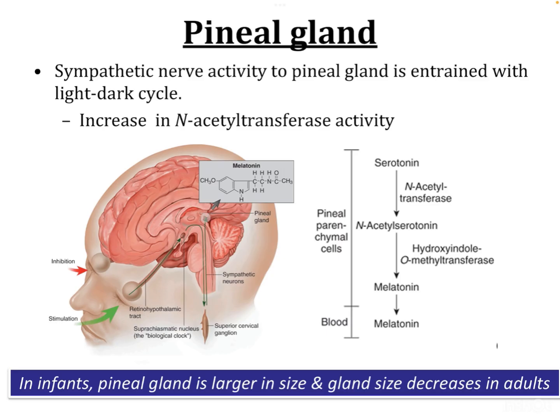Norepinephrine acts via adrenergic receptors, thereby increasing cyclic AMP, and this increase in cyclic AMP will lead to a marked increase in acetyltransferase activity. This results in increased melatonin synthesis and secretion. Melatonin synthesis and secretion are increased during the dark period and maintained at a low level during daylight hours.